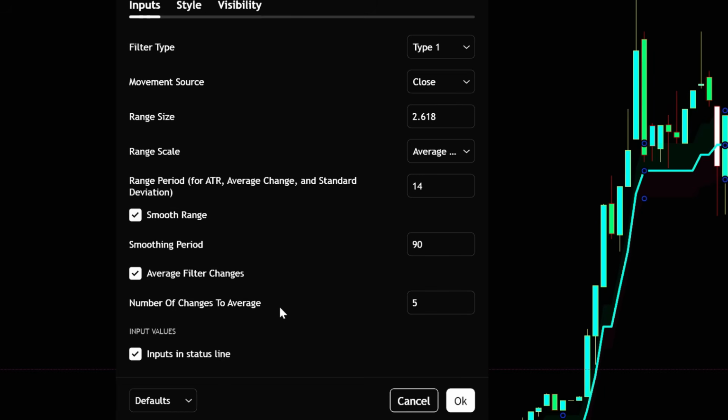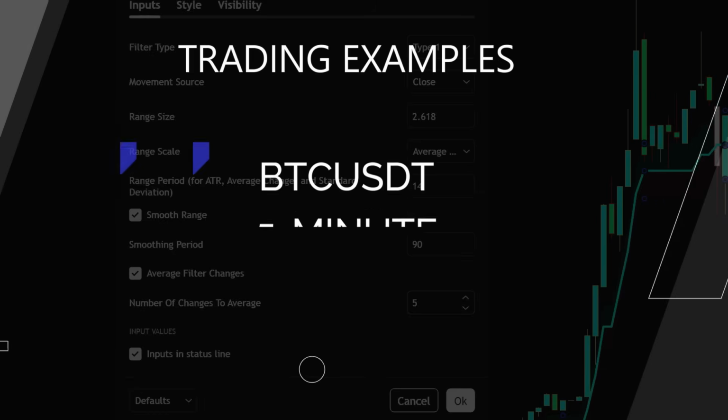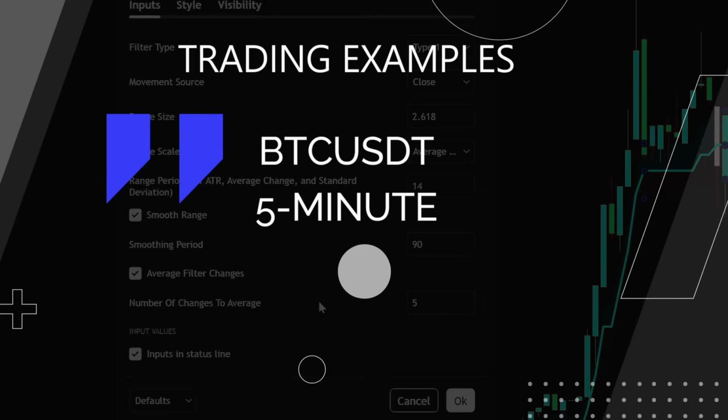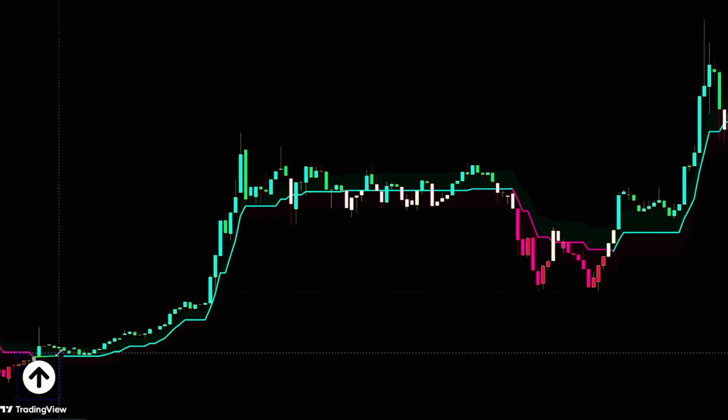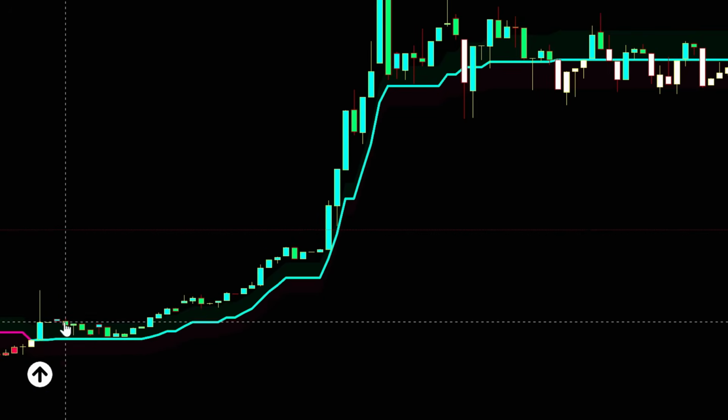Alright, now that our settings are dialed in, let's look at some real examples on this Bitcoin 5-minute chart and see how it actually performs. So check this out. Right here, the indicator flips from red to green. Like we said, that's our buy signal, so you'd go long.